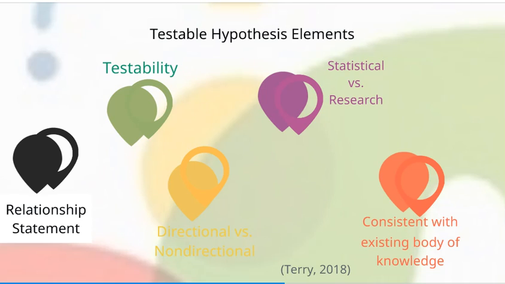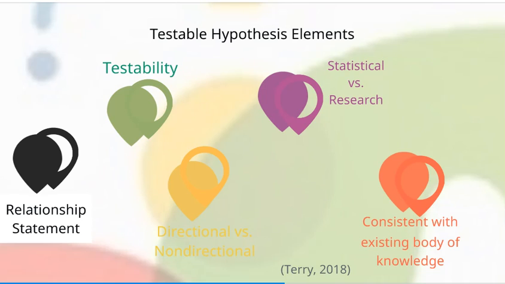A hypothesis can also either be directional or non-directional. A directional hypothesis specifies the predicted direction of the relationship between the variables. A non-directional hypothesis, as you can probably guess, indicates the existence of a relationship between variables but doesn't specify which direction. A hypothesis can also be statistical or a research hypothesis.